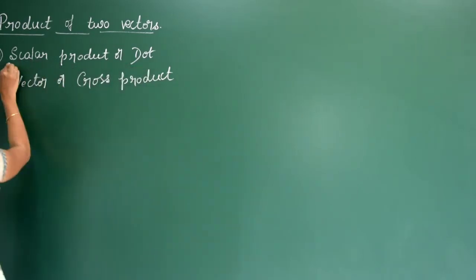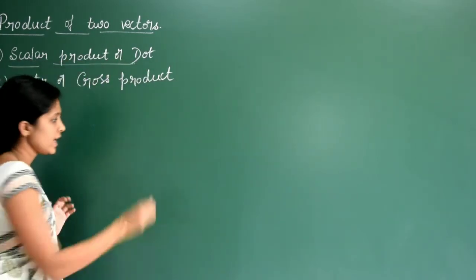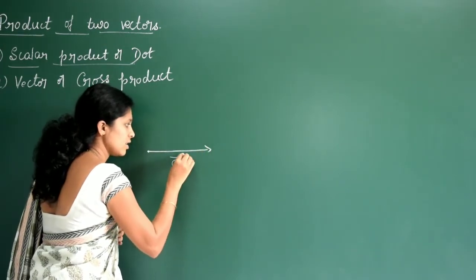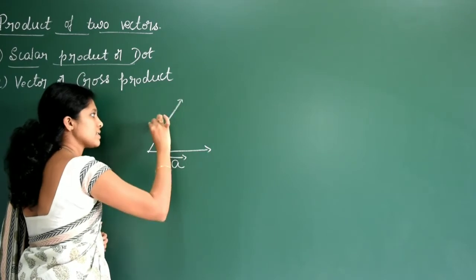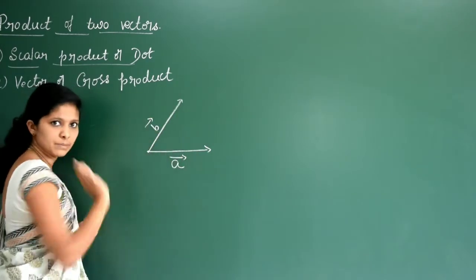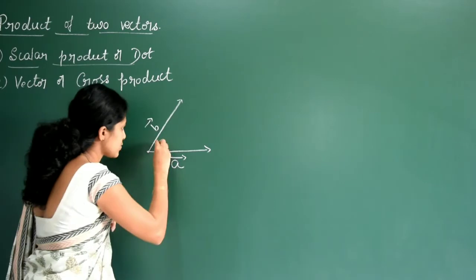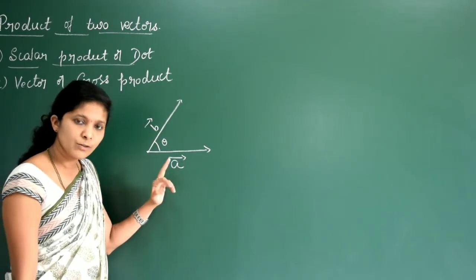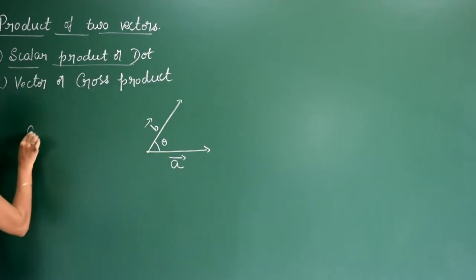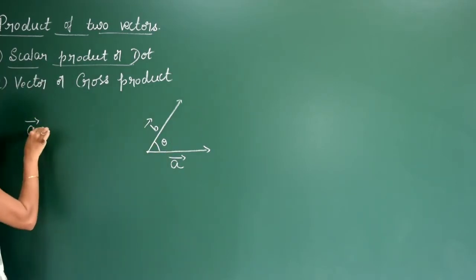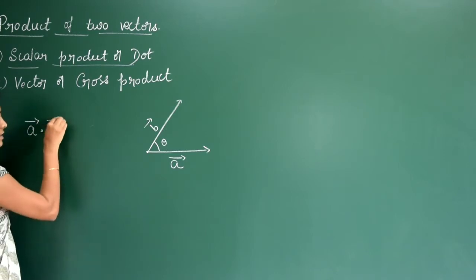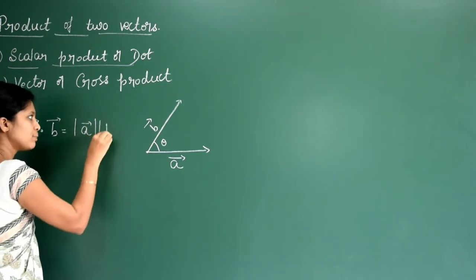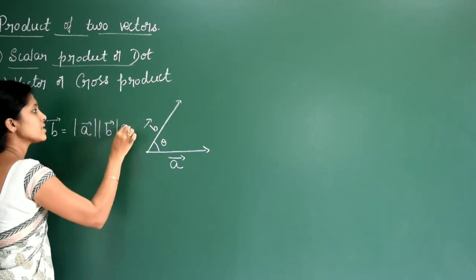Now we will see what a scalar product is. Let us consider, it is simple. If I consider one vector, this is the A vector, and another vector, this is the B vector. Two vectors, and the angle between them is theta. Then the dot product of A vector and B vector, or scalar product, is defined as A vector dot B vector is equal to magnitude of A vector into magnitude of B vector into cos theta.